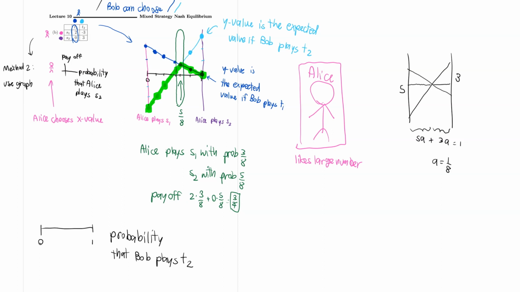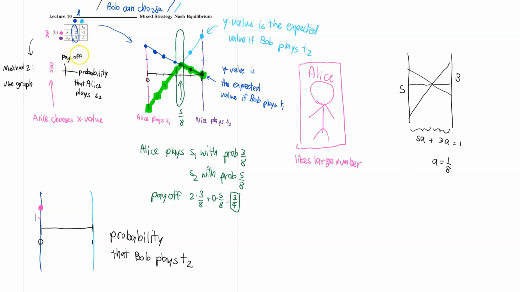And then, if it is 0, that means Bob plays dark blue for sure. And if it is 1, that means Bob plays light blue for sure. And then, if Alice were to play S1, let me use it in pink, then that means we will have this pink dot here.